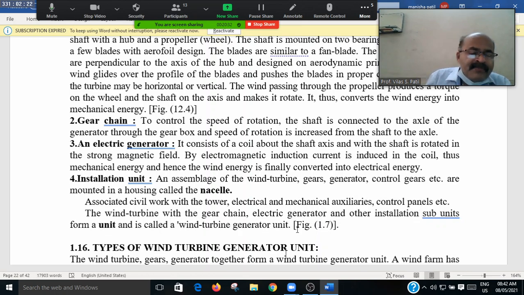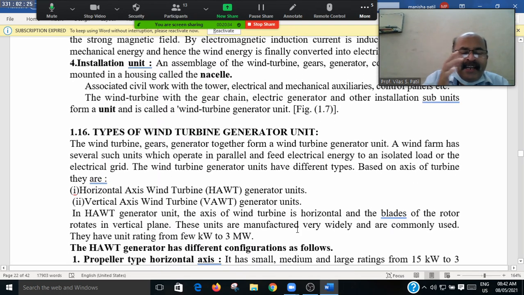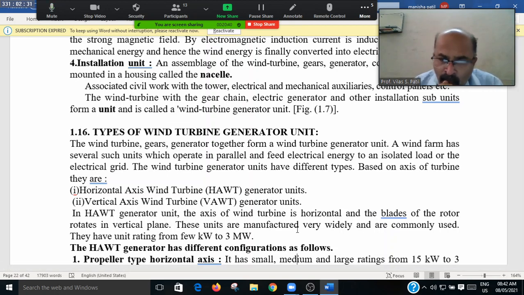Okay, then types of the generator, I tell you here: the horizontal wind turbine generator and the vertical wind turbine generator are the two types of wind turbine generator unit. The wind turbine gears and generator together form a wind turbine generator unit at a wind farm. Several such units operate in parallel and feed electrical energy to isolated loads or the grid.